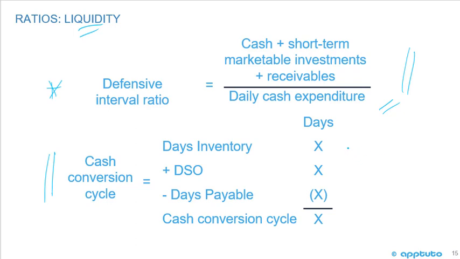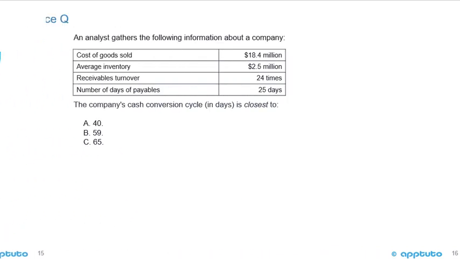It's just the days in inventory. I need to buy inventory. Then I'm going to sell it and wait to collect the money. But I can subtract my days payable, because when I buy inventory, I don't pay for it right away. And that's the cash conversion cycle. So a quick little practice question to test us on that.